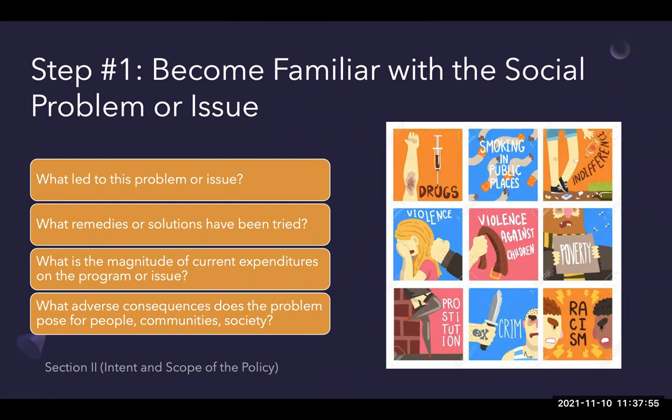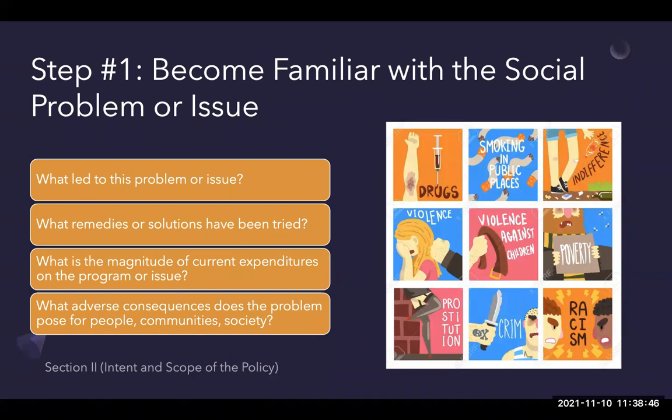So in the first step of the policy analysis process, again, the goal is to become familiar with the social problems or issues. In order to do this, we need to make sure that we ask these questions. And these questions include: what led to this problem or issue? What remedies or solutions have been tried? What is the magnitude of current expenditures on the program or issue? And what adverse consequences does the problem pose for people, communities, and society?